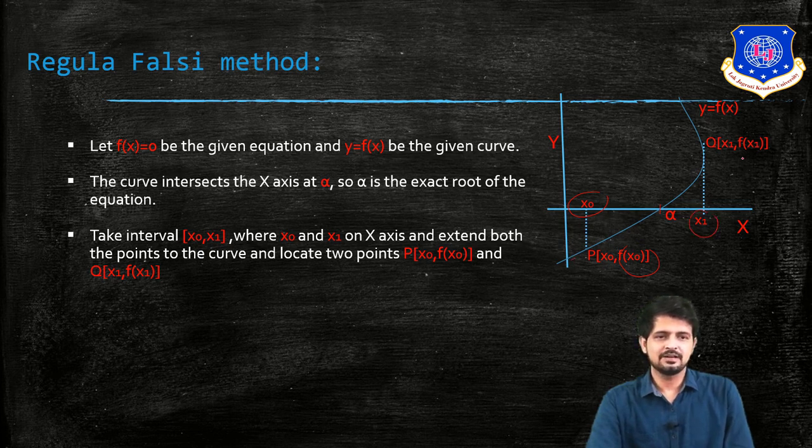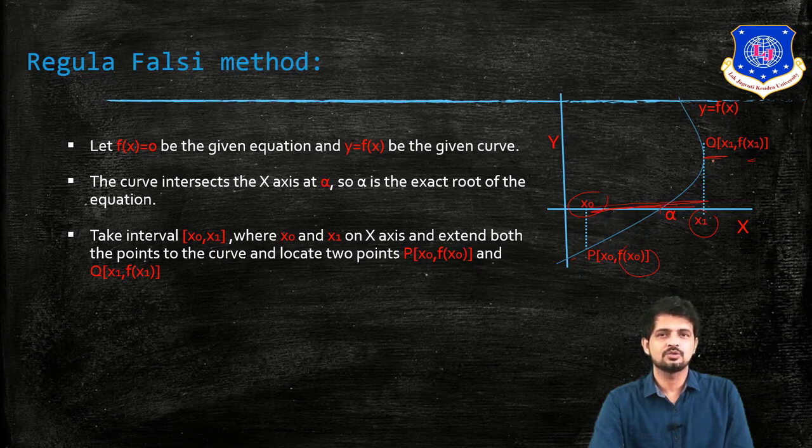This is our x1, then f of x1 is positive. So our root lies in this interval x0, x1. By extending the points x0 and x1 to the curve, we get two points on the curve, that is point P (x0, f of x0) and point Q (x1, f of x1). Fine. So this is the basic diagram of the regula falsi method.